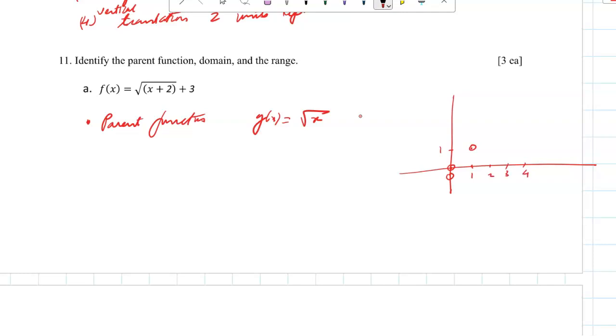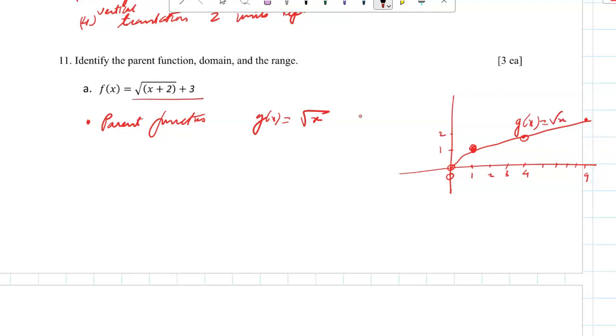Root of 4? 2. Root of 9? 3. I see. If you don't know any function, just take some random values and join 3-4 points, you'll get an idea. Okay, so I'm guessing the domain would be... No, wait. This is my graph of g(x) equal to root x.